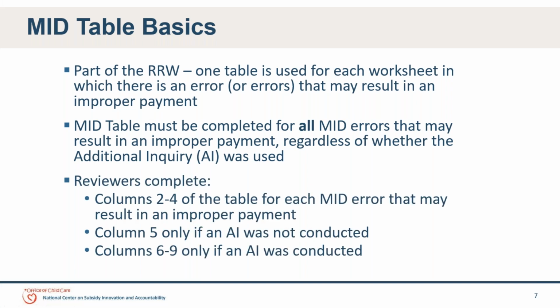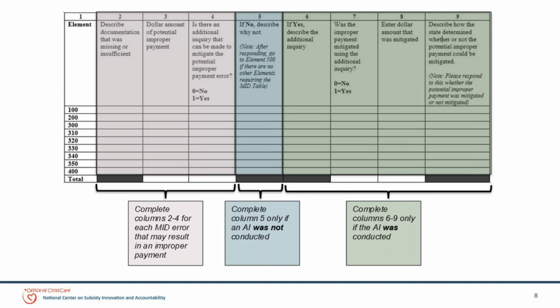This is, again, just a reminder of what parts of the Midtable are completed by the reviewers, and I'll show you this as a visual on the next slide. Reviewers complete columns 2 through 4 for each mid-error that might result in an improper payment, so a potential improper payment. Column 5 only if the additional inquiry was not conducted. Sorry, I said that wrong. And you would complete columns 6 through 9 only if the additional inquiry was conducted. So this is a visual representation of what I mentioned on the last slide, which columns need to be filled out. And this is also on that handout.